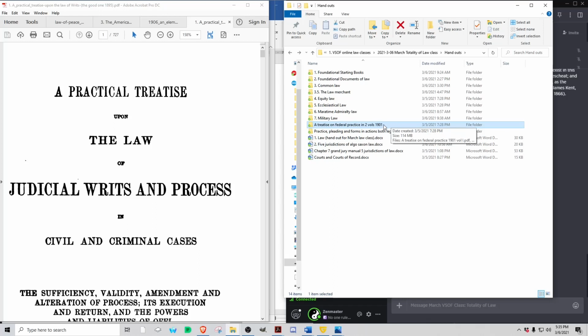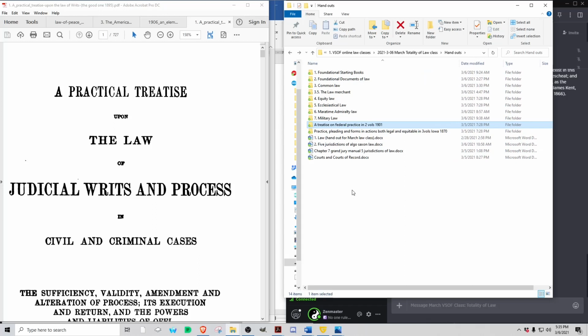And the other thing that would go along with this, which I didn't add, but you can find pretty much anywhere, is the Federal Rules of Civil Procedure. The Federal Rules of Civil Procedure is what governs how everything works on the federal side. But we will get into all the aspects of practice and procedure in April.